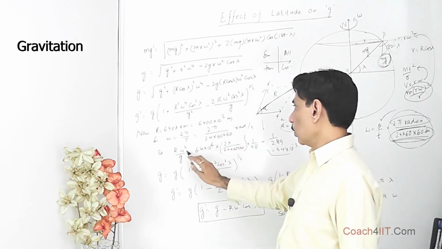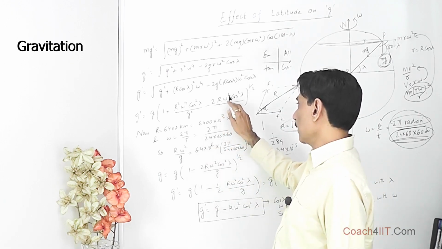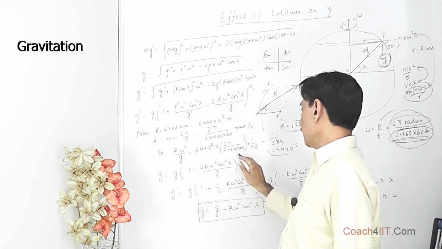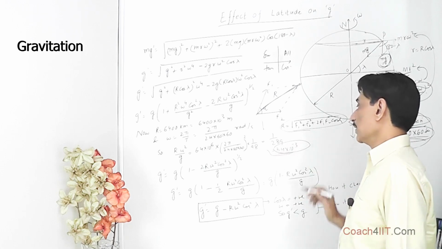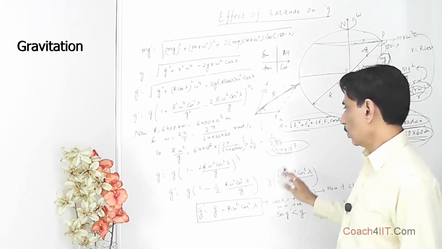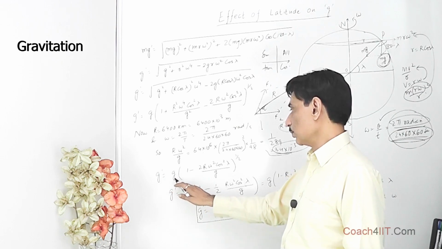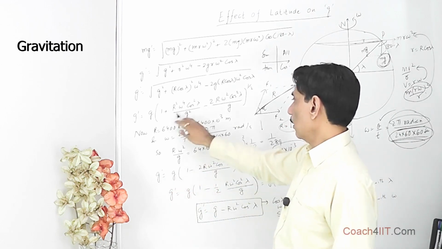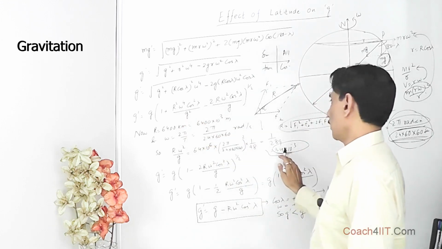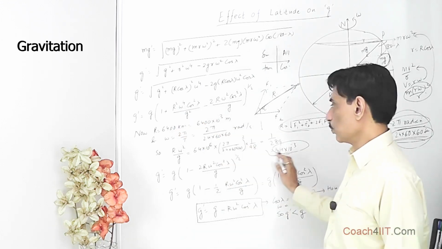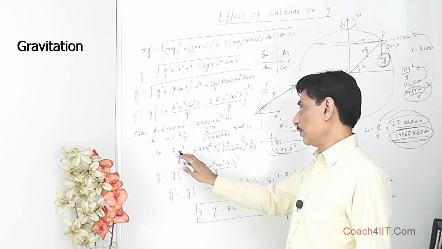And the value of r omega square by g comes out to be 1 by 289. It is 3.4 into 10 to the power minus 3. It is a very small value. Over here we get the value of g dash is equal to g into 1 minus, we have ignored this because this is once again the square of this. That is, this value is very small, so that's why we can neglect the higher powers of r omega square by g.